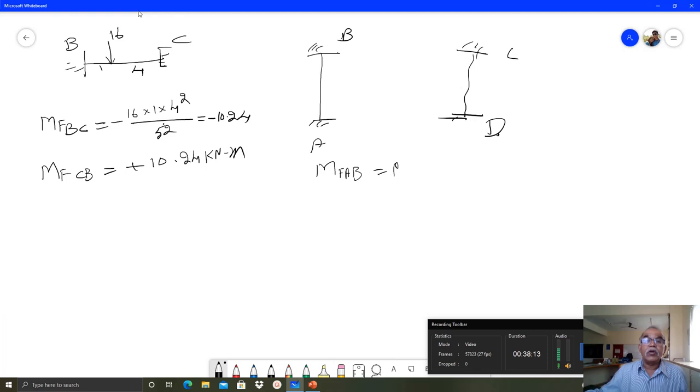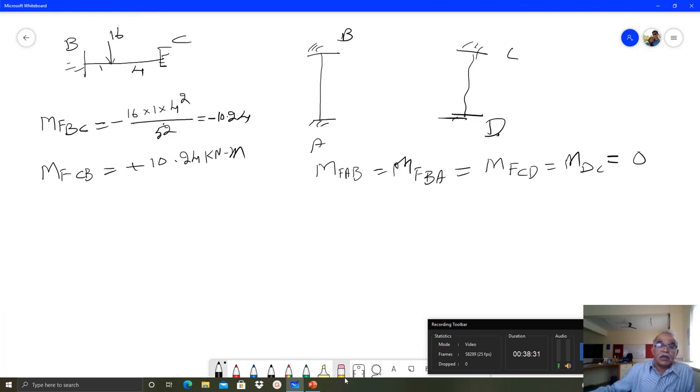Now MFAB will be equal to MFBA will be equal to MFCD will be equal to MFDC will be equal to 0 because no loading. Coming back to here, there is some mistake here.